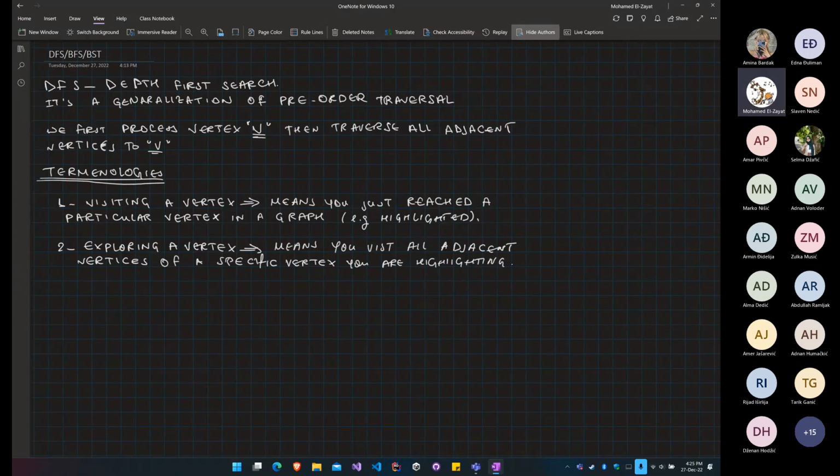Okay, so for example, let's say you are having a graph like something like this. Here I visited a node, or a vertex, and then I start to explore. Exploring means I have to visit this guy and this guy. Once I visited these two guys, highlighted, this guy has been fully explored.